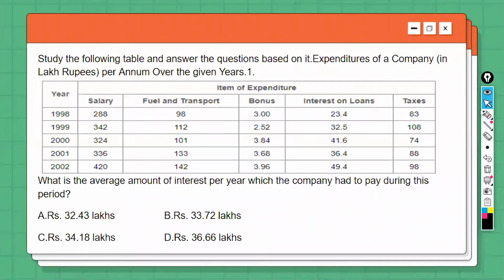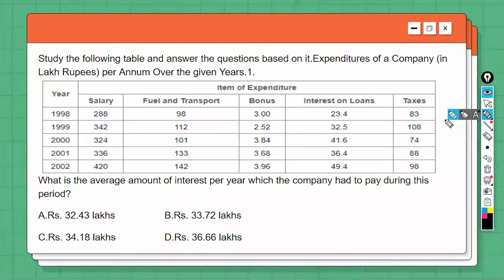So first, the table. This table has a lot of data in it. You need to understand this data and answer the questions. First of all, let us try to understand the table. Study the following table and answer the question based on it. Expenditures of a company in lakh rupees per annum over the given years.